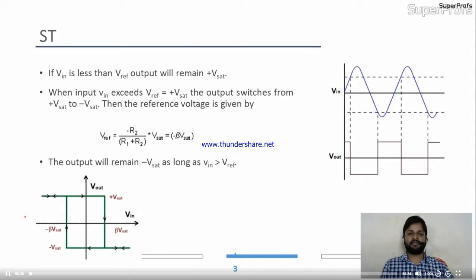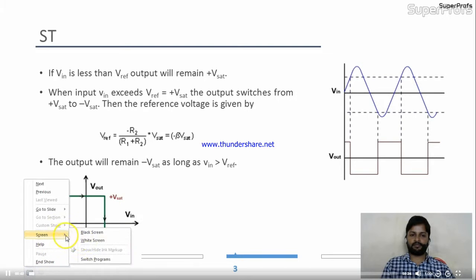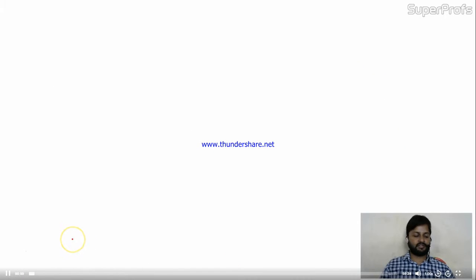In the non-inverting Schmitt trigger, we'll apply the input to the positive terminal, or I can say the non-inverting terminal. So let's start the session with a problem based on the Schmitt trigger. Then we'll switch to the non-inverting Schmitt trigger. Let me take the problem. This is the GATE 2017 problem, and only a 1 mark problem.